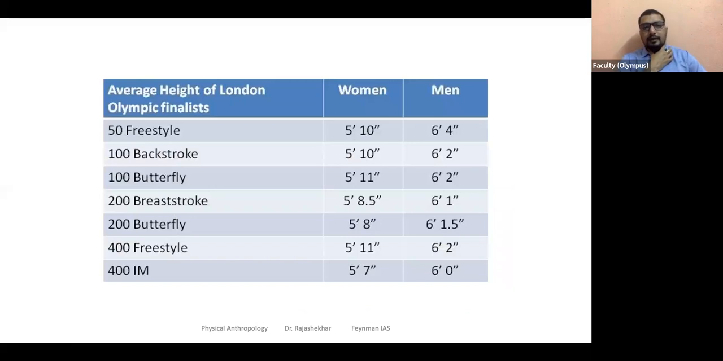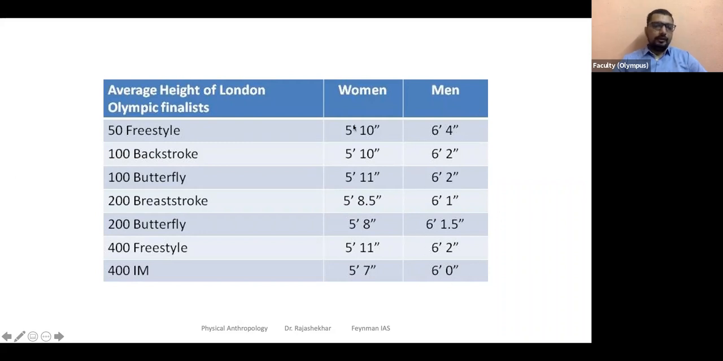Now look at the height of the London Olympic finalists, the performance of Olympic finalists in various categories of swimming, and their heights across genders. Look at the height of these people who got selected: 6 to 6.4. All of them are tall. Sometimes 6'1.5", 6', 6'1", 6'2", 6'4".